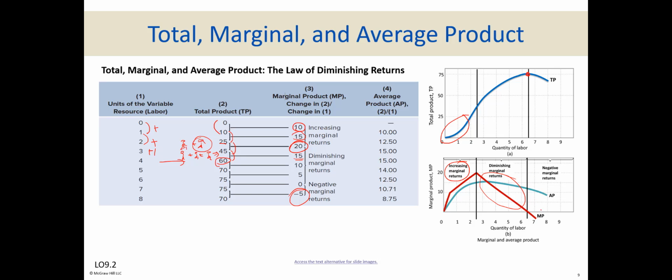And the third stage is negative returns. When we have negative returns, it means that the total product is decreasing and additional labor is actually decreasing the number of products produced in total. That's why it's called negative marginal returns.